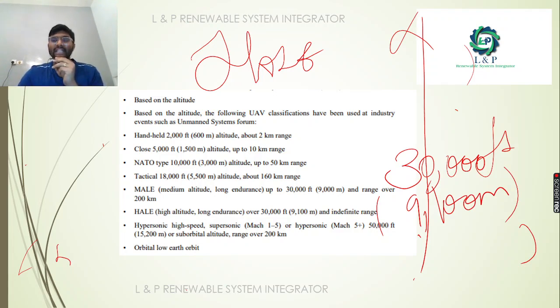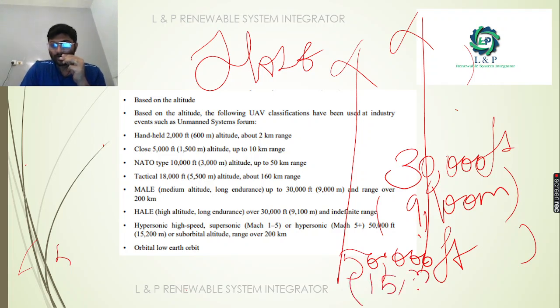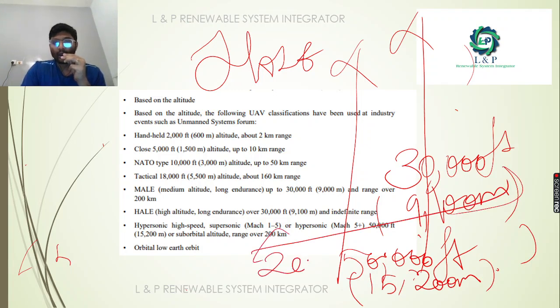Next are the hypersonic, high speed, supersonic categories, which have the capability to fly at a height of 50,000 feet. That is, in meters, 15,200 meters. The range will be 200 kilometers. There are some drones which can even orbit the low Earth orbits also.